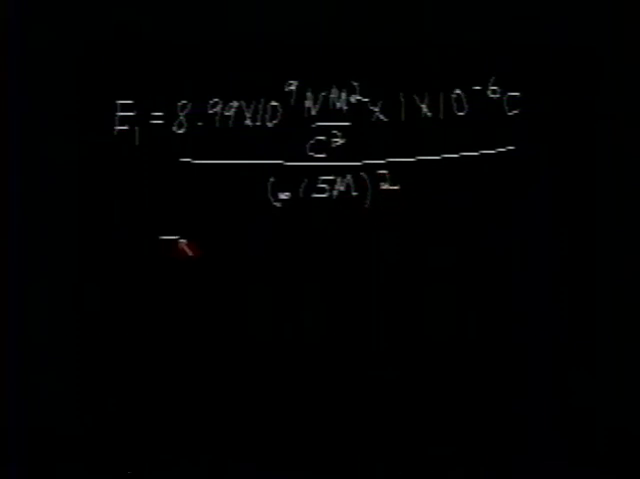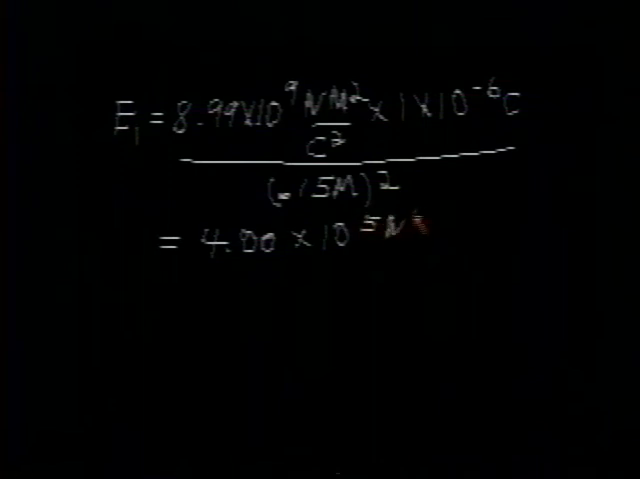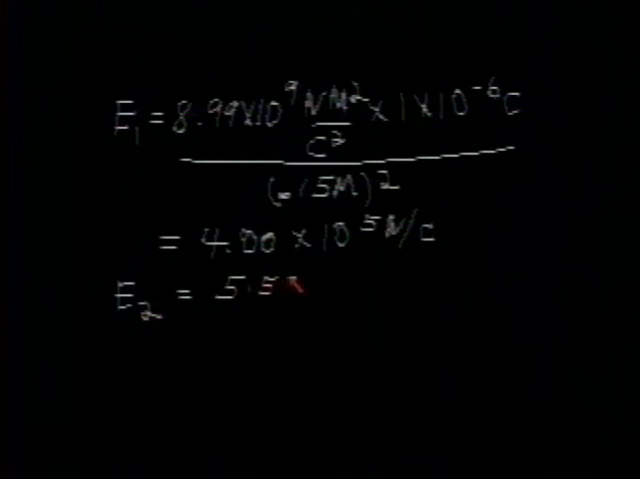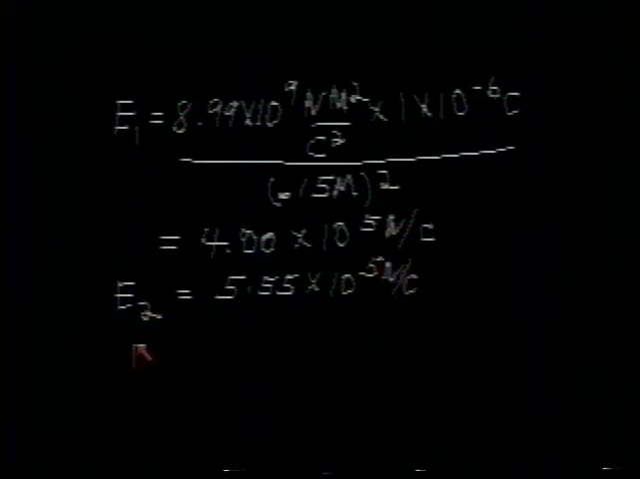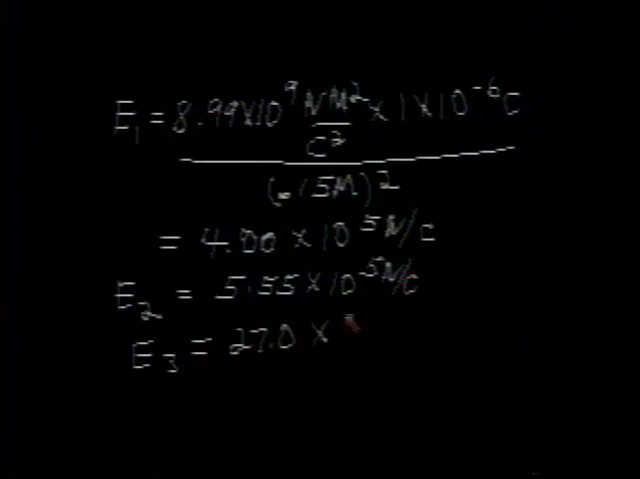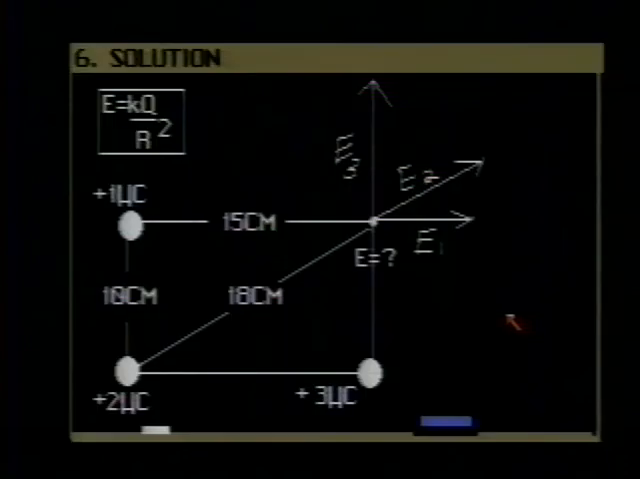If you work this out, you should find that this is 4.00 to 3 significant figures times 10 to the 5th newtons per coulomb. And if you calculate E2 in a similar way, you should find that it comes out to be 5.55 times 10 to the 5th newtons per coulomb, and E3 turns out to be 27.0 times 10 to the 5th newtons per coulomb. Those are the magnitudes. Our next task is to add these three vectors together to find the resultant vector. We're going to do that by the method of components.